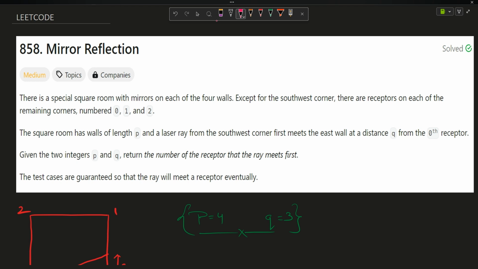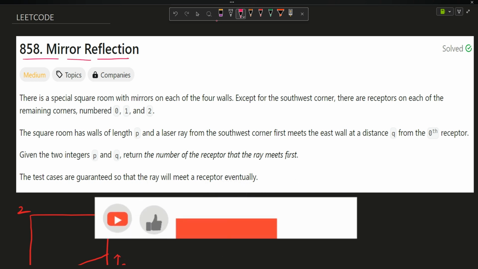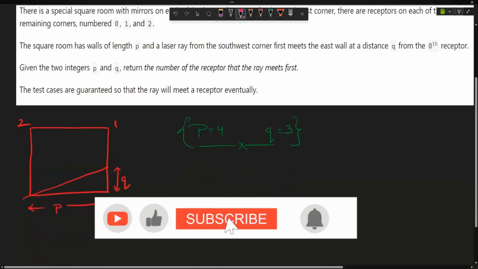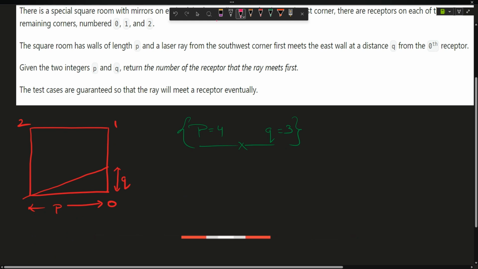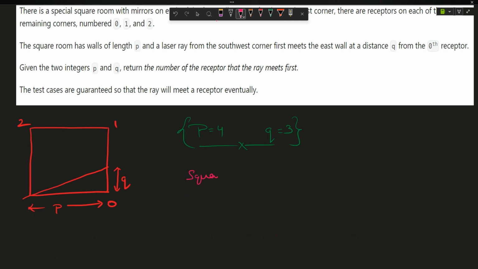In this video we are going to discuss the question Mirror Reflection, which is question 858 of LeetCode. The question says that there is a square room. The length of the side of the square is P. It is given to you as P.